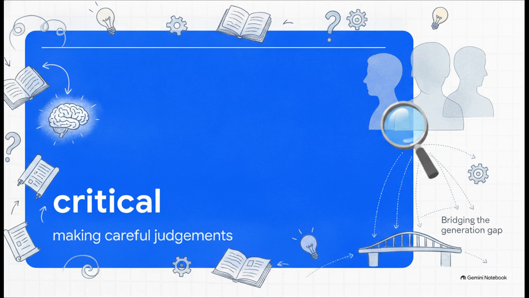Our second word is critical. Listen to that one. Critical. This one is an adjective. Now, in this context, being critical doesn't mean just pointing out mistakes or being mean. It actually means making careful judgments. A critical thinker is someone who doesn't just blindly believe everything they hear. Instead, they carefully analyze information before they accept it as true.